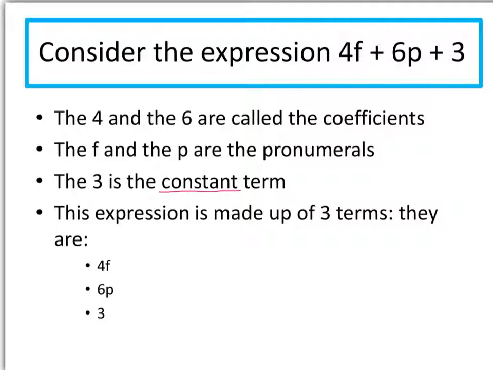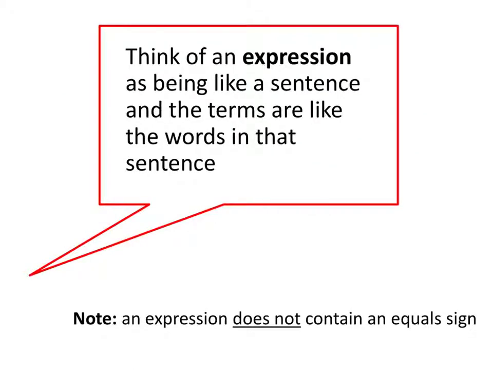And this expression is made up of 3 terms. So 4f, 6p and 3 are 3 separate terms that all make up the expression. Think of an expression as being like a sentence, and the terms are the words in that sentence. And remember that an expression does not contain an equal sign.